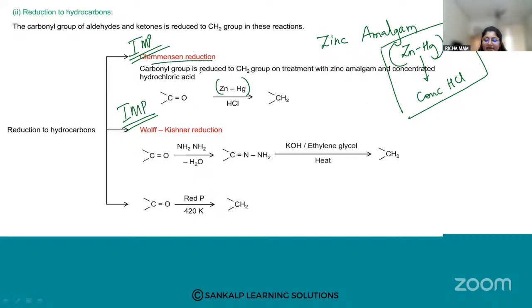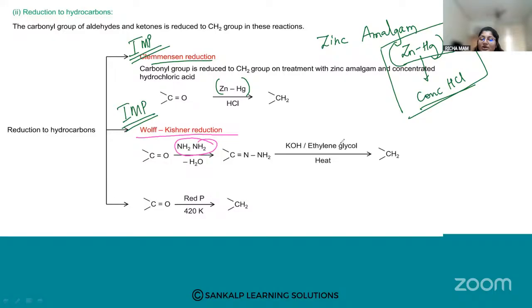Clemmensen reduction. What are we doing in Clemmensen reduction, students? The carbonyl group is reduced to a CH2 group when we treat it with zinc amalgam and concentrated hydrochloric acid. Then the next one is the Wolff-Kishner reduction. Which is the agent here? We are making use of hydrazine, NH2NH2. Again, we can take either an aldehyde or a ketone, and we treat it with hydrazine.